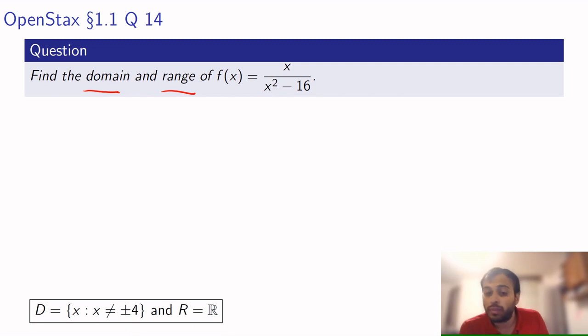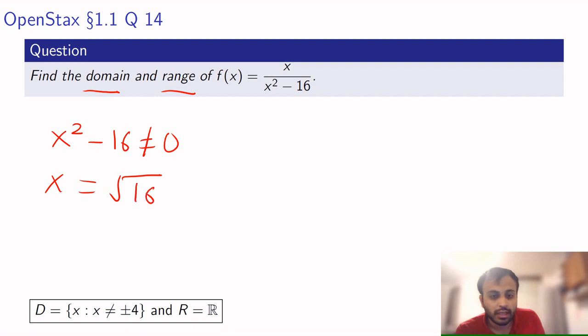Why? Because if the denominator goes to 0, then this becomes some form of c divided by 0, which is undefined. So the only condition which is not allowed in the domain is that x square minus 16 should not be equal to 0. If you try to solve it, x should not be equal to square root of 16. And what's the square root of 16? It's plus minus 4. Please remember to put the negative sign as well, because the square of minus 4 is also 16. So it should always be plus minus 4.